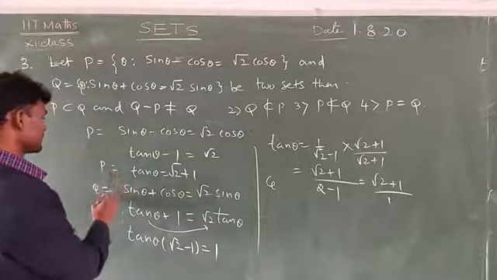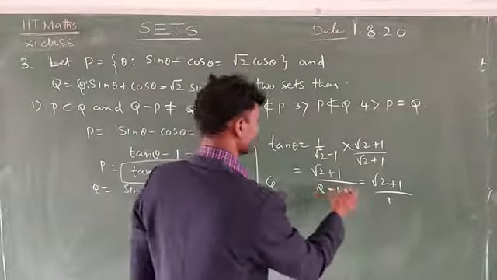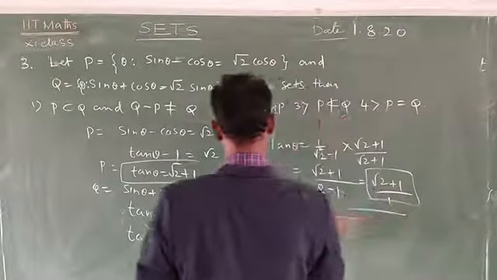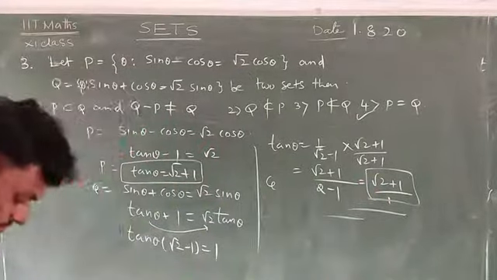See here, this is P. P is tan theta equal to root 2 plus 1, and Q is also root 2 plus 1. Then both are equal, so P is equal to Q. This is the fourth option. Note down.